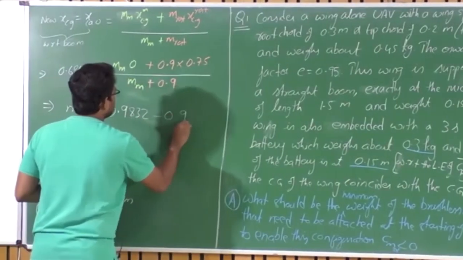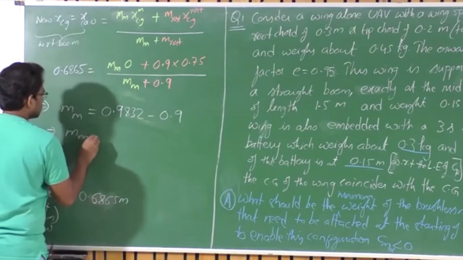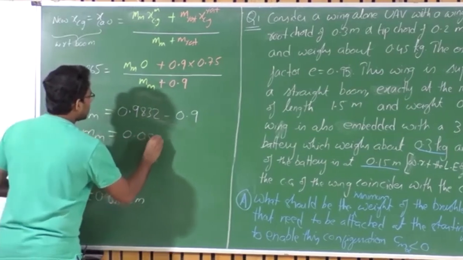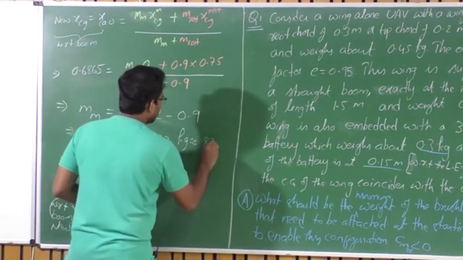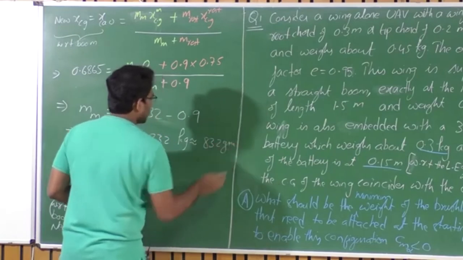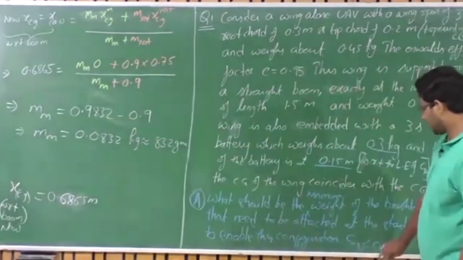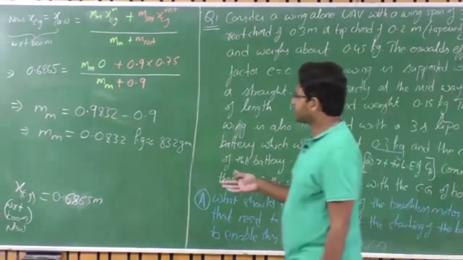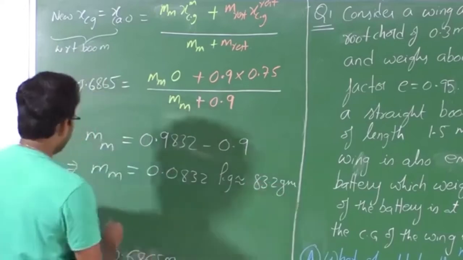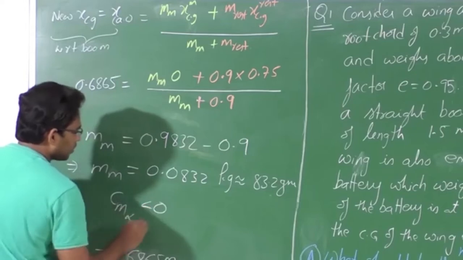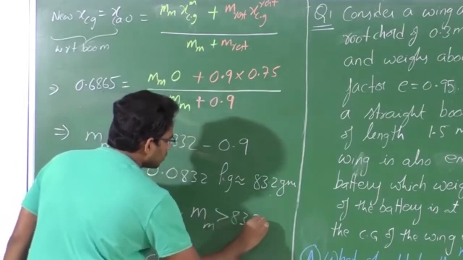So if you solve this, MM is equal to 0.9832 minus 0.9, right? So this mass is equal to 0.0832 kg, which is approximately 83.2 grams. So you need to at least choose a motor which weighs about 83 grams in order to make CM alpha 0. And to make CM alpha negative, you need to choose anything more than this 83.2 grams. So I need a motor of mass greater than 83.2 grams.